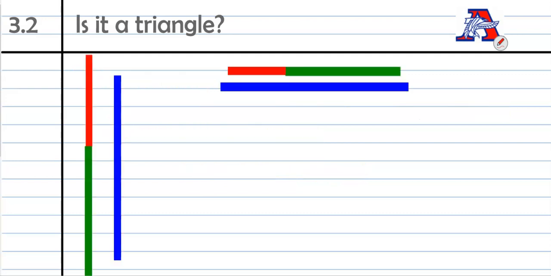Now on this slide, you don't need to write this down. I'm just going to show you what this means. So I have three different segments here. I have a short side, a middle side, and a long side. And you can see that in the ones on the left here, the short plus the middle is definitely longer than the longest side. So that one satisfies the triangle inequality theorem.